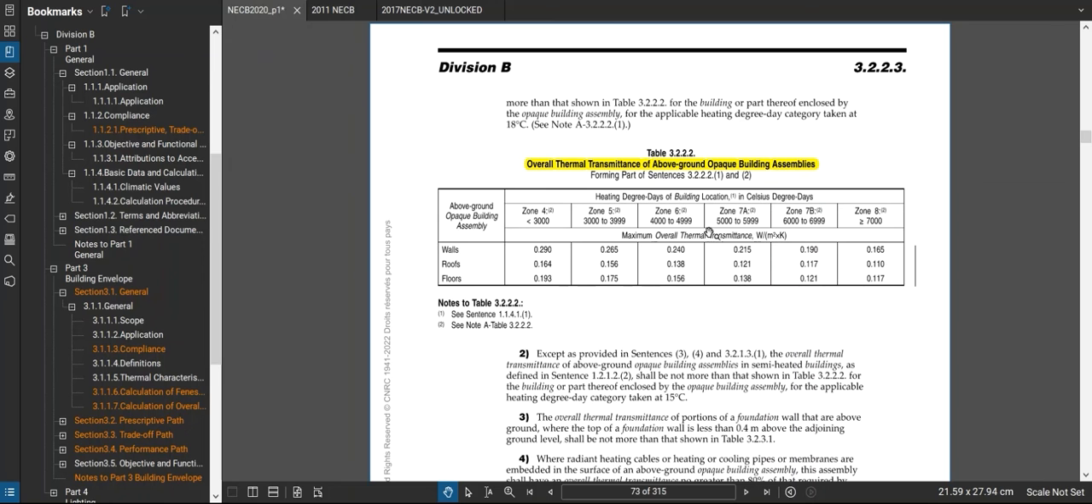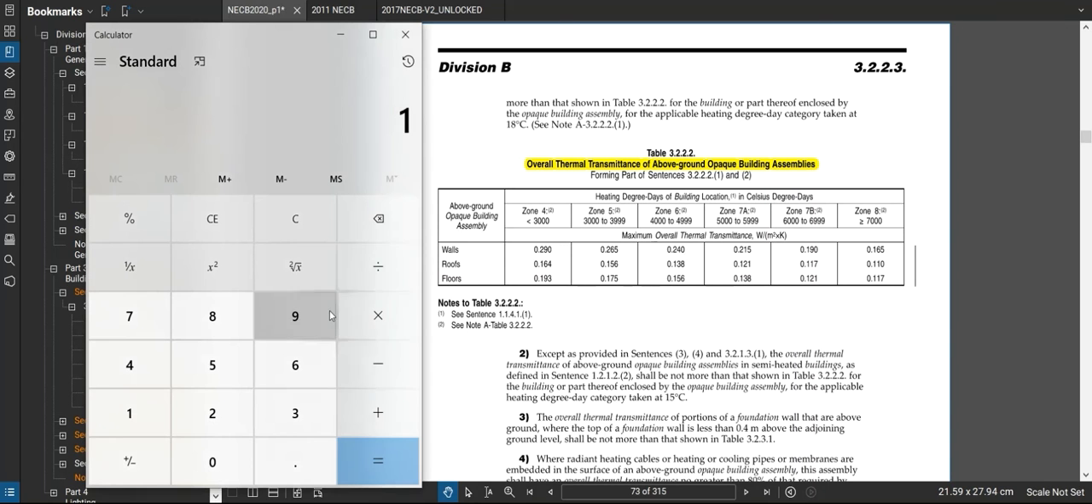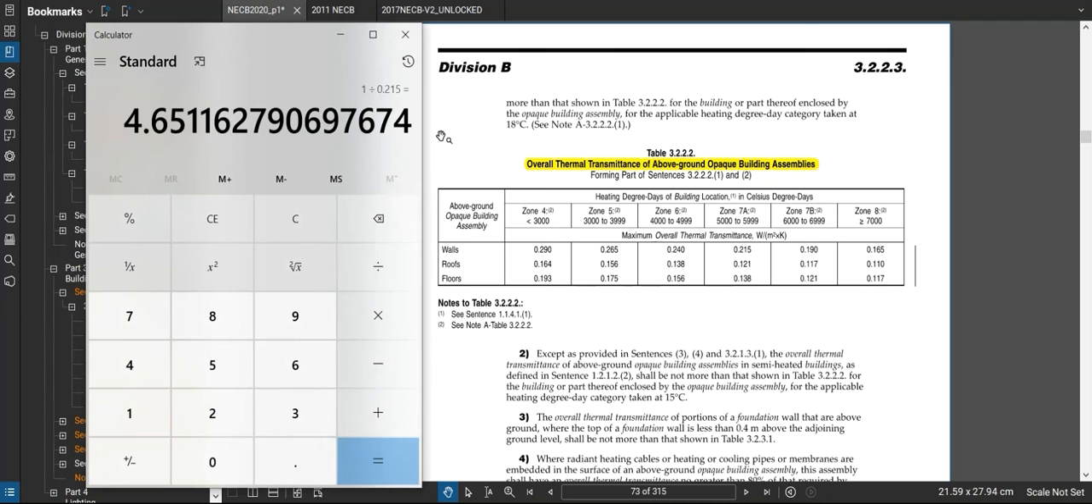And so if this is the U value, probably most people work in RSI, so that's the reciprocal of that. So you just do 1 over 0.215. That's basically saying you need an RSI of 4.65.